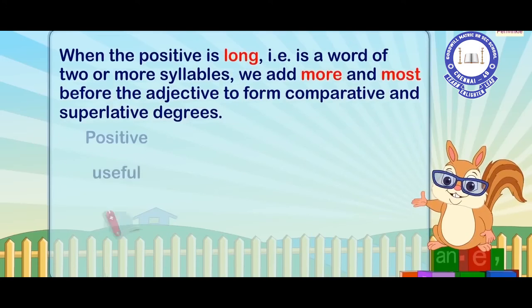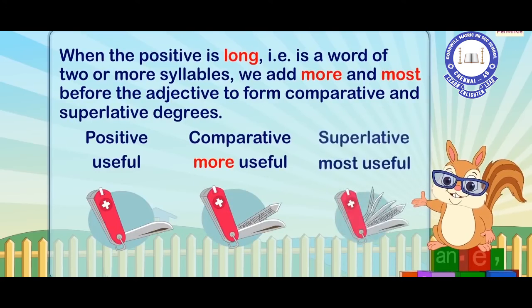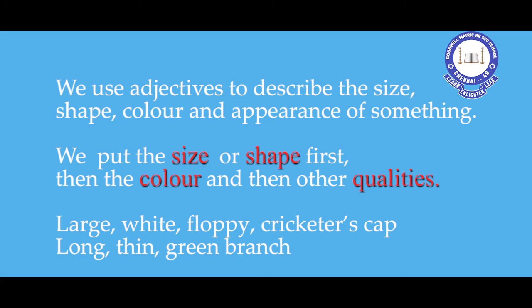Okay, and one more thing, when the adjective is long, that is a word of 2 or more syllables, we add more and most before the adjective to form comparative and superlative degree. So if an adjective is long, for example, useful, in comparative I use more useful, in superlative most useful. In the same way you can write beautiful, more beautiful, most beautiful.